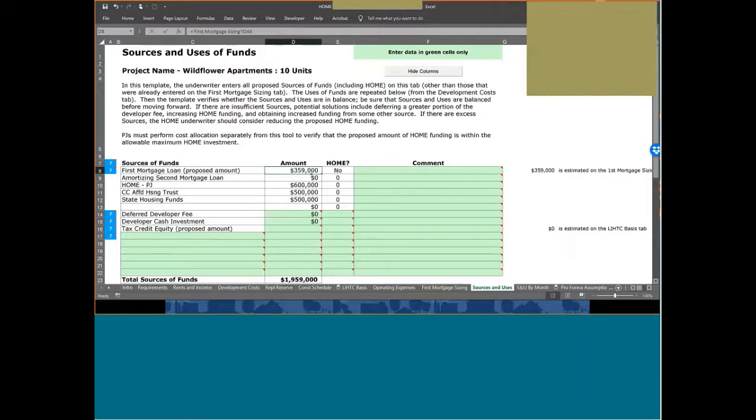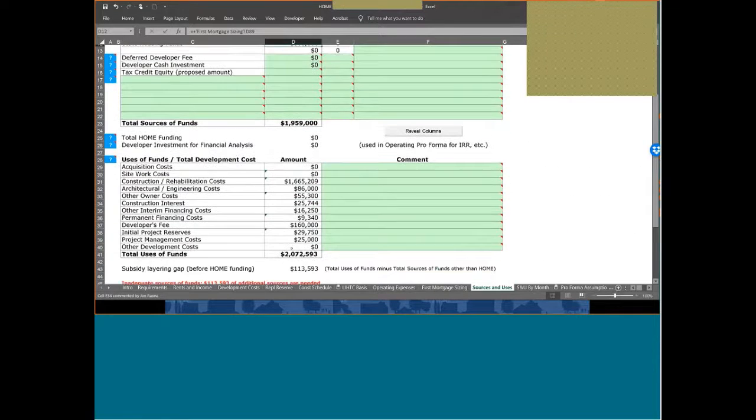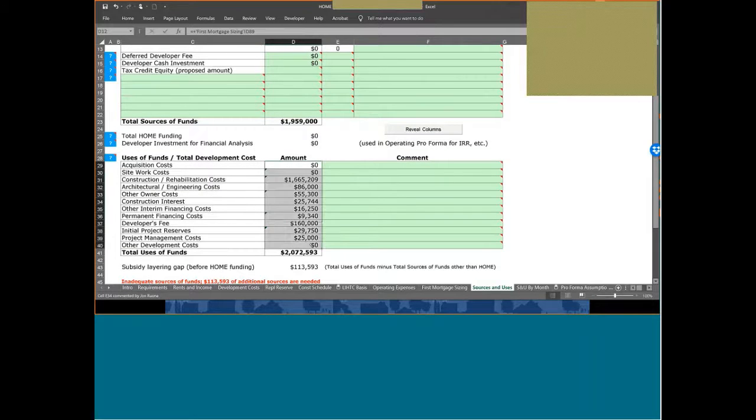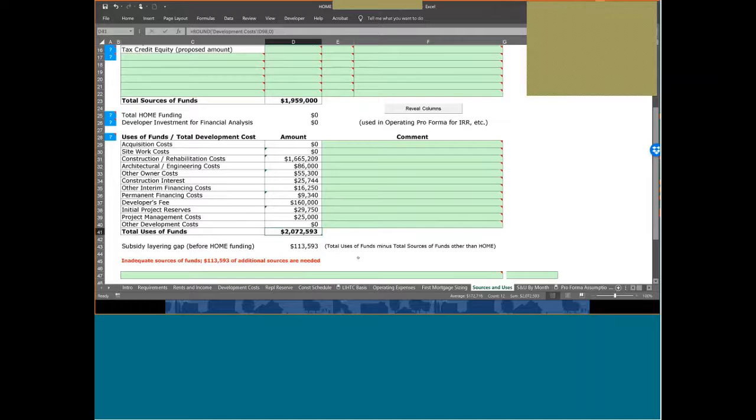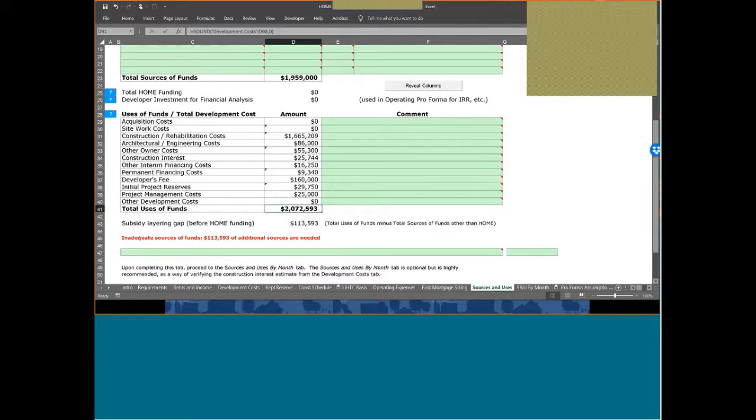We see the $359,000 first that we had just done on the first mortgage sizing page. We see the $600,000 that we preliminarily put in that they've asked for. We see the $500,000 from the housing trust and the $500,000 from the state. And we see that the development costs that we input earlier are $2,072,000, and the model is very helpfully telling us, in red ink no less, that we're $113,593 short.